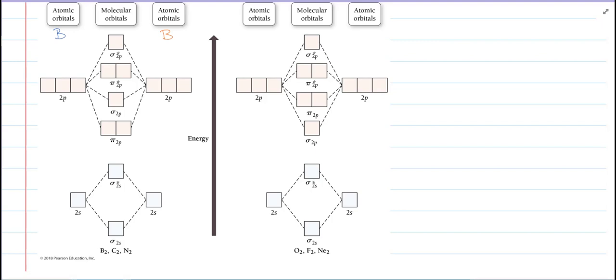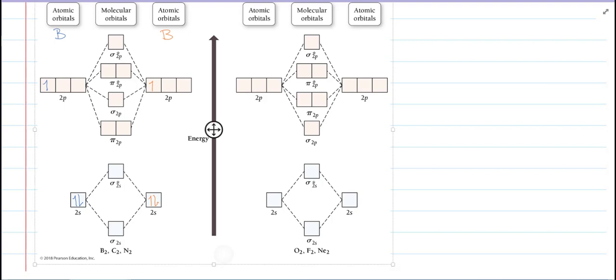Well, boron has two core electrons, 3 valence. The core is not shown. That would be the 1s, like we just did with hydrogen. So blue boron has 3 valence electrons, 1, 2, 3. And orange boron has 1, 2, 3. When they mix, I have 1, 2, 3, 4, 5, 6.